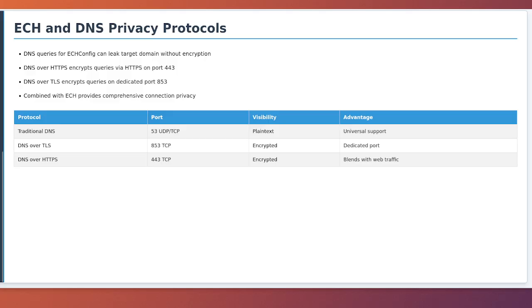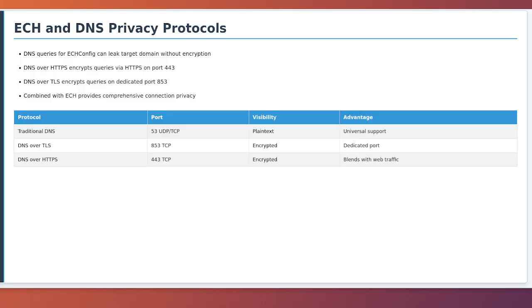The combination of ECH with encrypted DNS creates comprehensive connection privacy. The DNS query for ECH config is encrypted through DOH or DOT, preventing observers from learning which domain's ECH configuration is being requested. Then the TLS handshake uses ECH to encrypt the ClientHello, preventing observers from learning the actual connection target. This dual layer of encryption protects both the DNS lookup phase and the connection establishment phase.